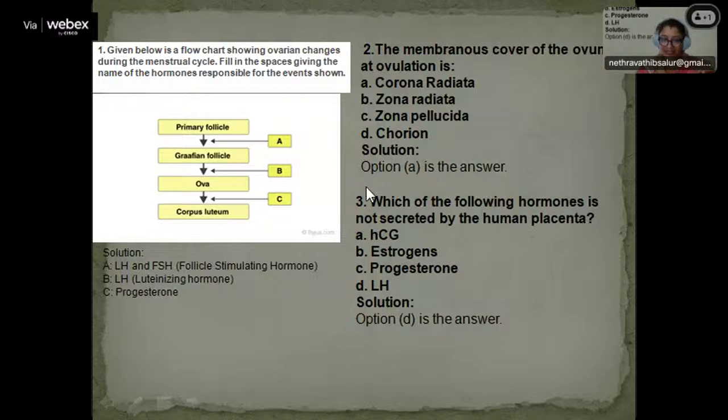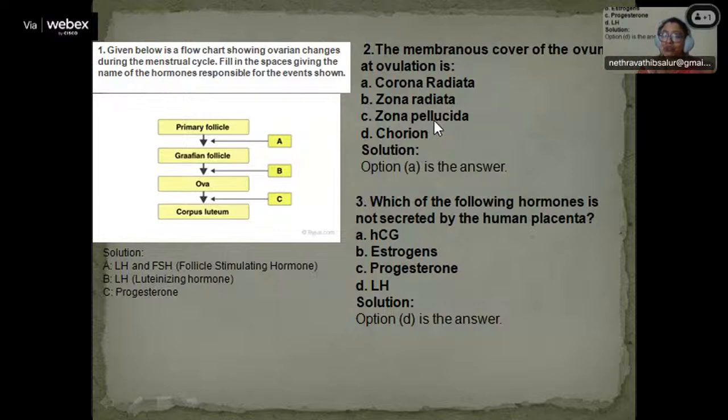Okay. So let us come to the second question. The membranous cover of the ovum at ovulation is, so which is the membranous cover? Okay, which has cells on it. So it is corona radiata, zona radiata, zona pellucida, chorion. The answer is corona radiata, which is a membranous covering.